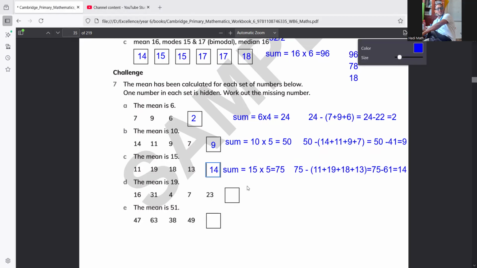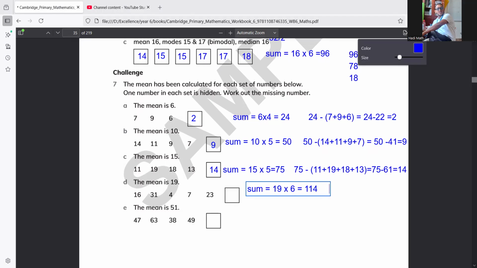With the same understanding, go here. Sum equals the mean, which is 19, multiplied by, see how many numbers? 1, 2, 3, 4, 5, 6. There are 6 numbers, so you multiply by 6. 9 multiplied by 6 is 54, write 4 carry over 5. And 6 multiplied by 1 is 6 plus the 5 is equal to 11. It is 114. Then this is the sum of all of them.